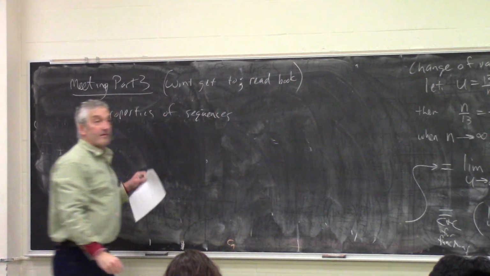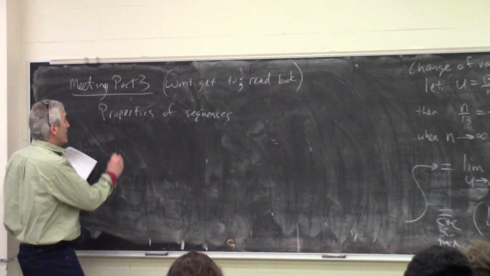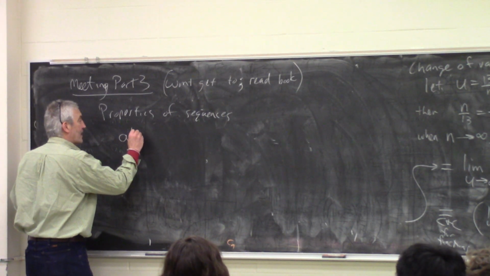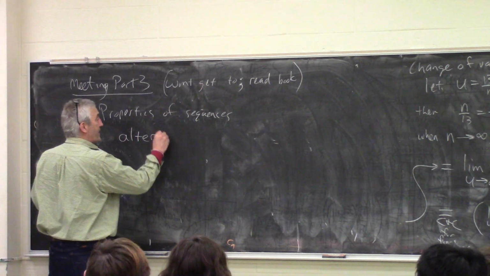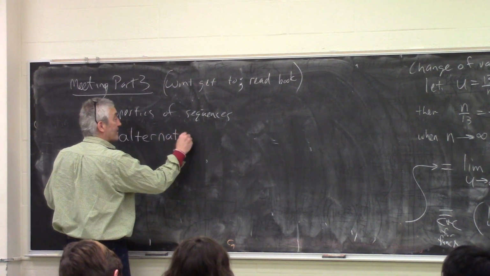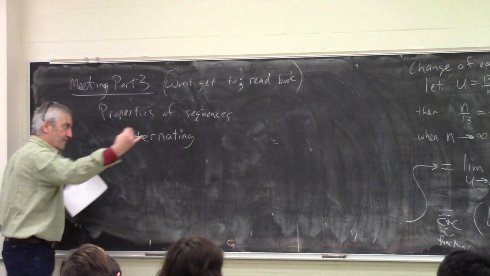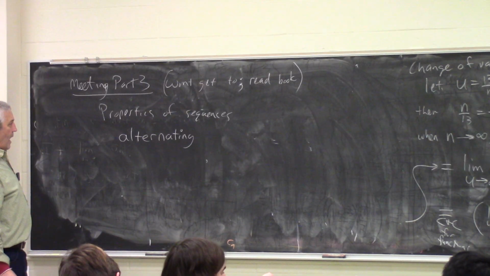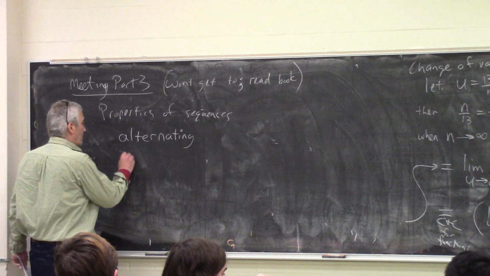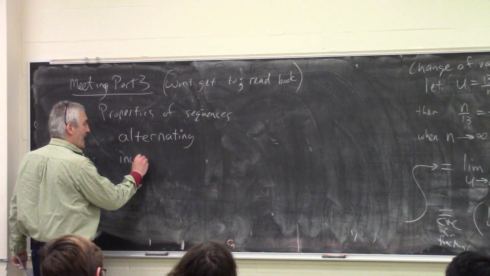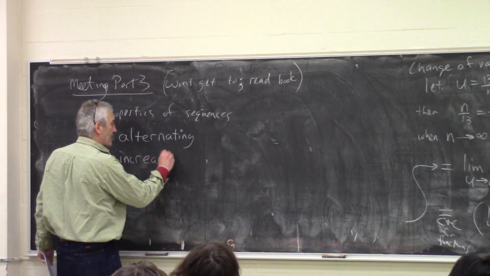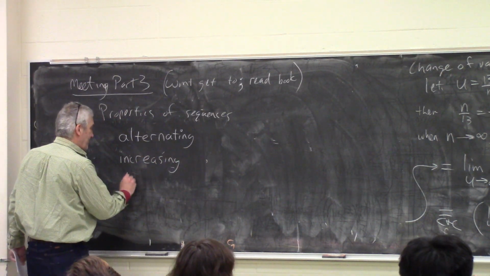So, properties that sequences may or may not have. We already had one of these on Wednesday: the idea that a sequence may or may not be alternating, that is, alternate sequential terms have opposite signs. But there's another property that sequences may or may not have. They could be increasing or decreasing.